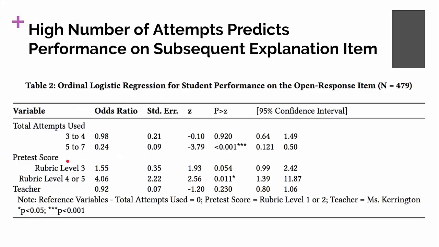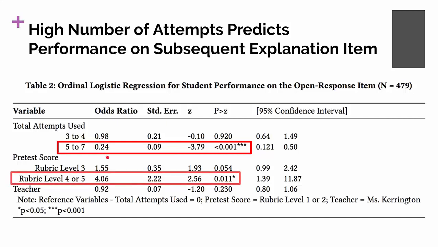And the results from the regression model indicated that indeed the number of attempts that students needed on these distinguishing ideas predicted whether or not they would score high on that KI rubric, with a subsequent explanation item where they had to describe how the sun warms the earth. So you can see for students needing 4 to 7 attempts, they were 75% less likely to get a high score on that subsequent open response item.